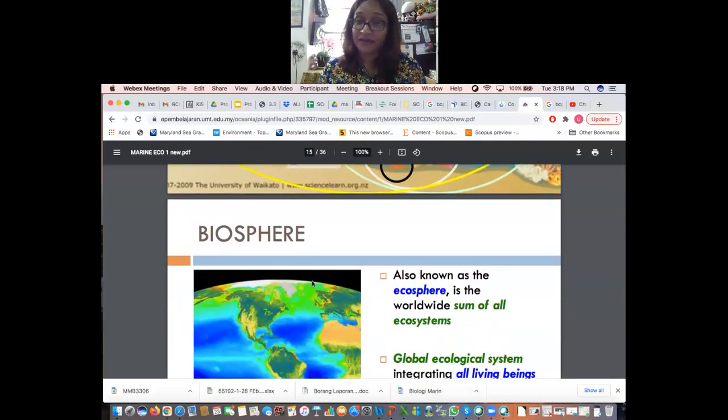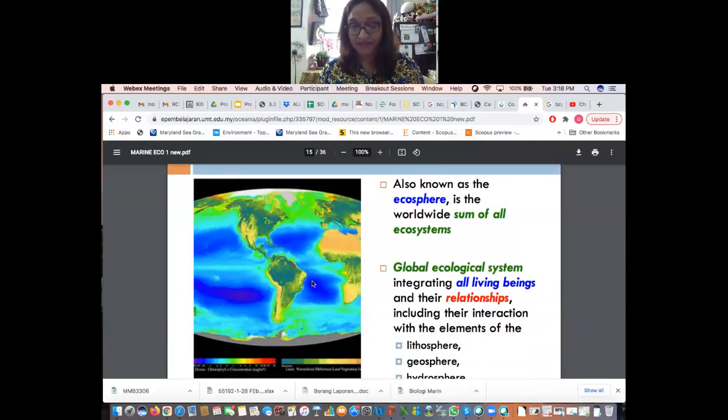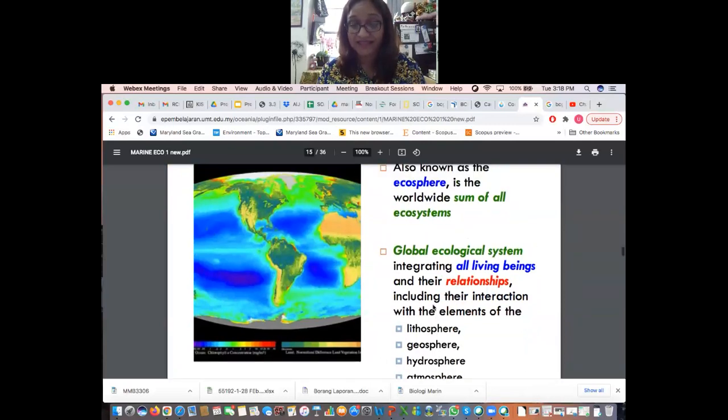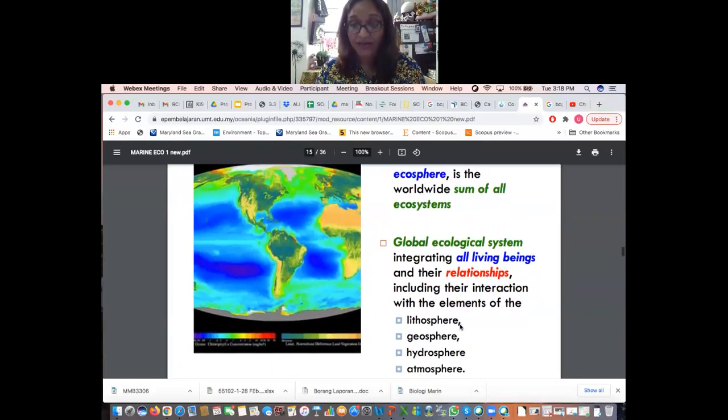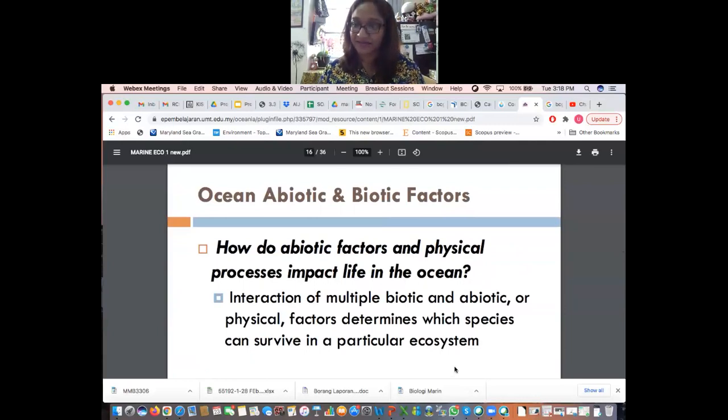Now, coming to the biosphere, also known as the ecosphere, it is the sum of all ecosystems. The global ecological system integrates all living beings and their relationships. Now, just out of curiosity, do you know the difference between lithosphere, geosphere, hydrosphere, and atmosphere? Perhaps I'll ask you this in the next class. All right, so bear in mind, these are the questions. The rest of the notes are quite simple and straightforward.